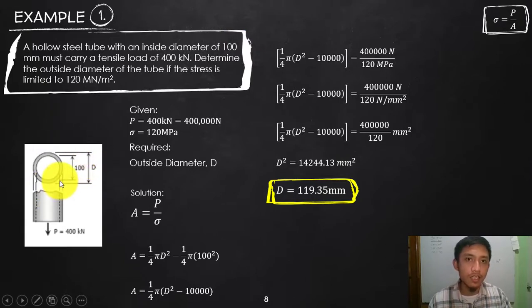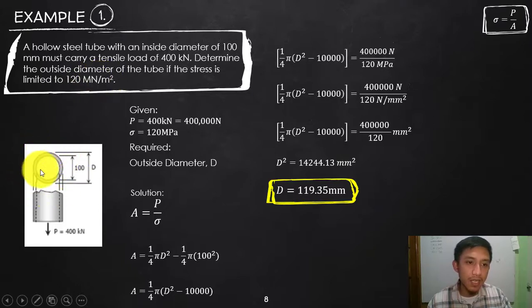If we say tensile, that is a tension force. If we say tensile, that is perpendicular to this certain material, to this steel. And then we are going to determine the diameter. What should be the diameter for that to be able to carry that 400 kilonewtons, given that it says there that the stress is limited only to 120 meganewton per meter squared? What does that mean?